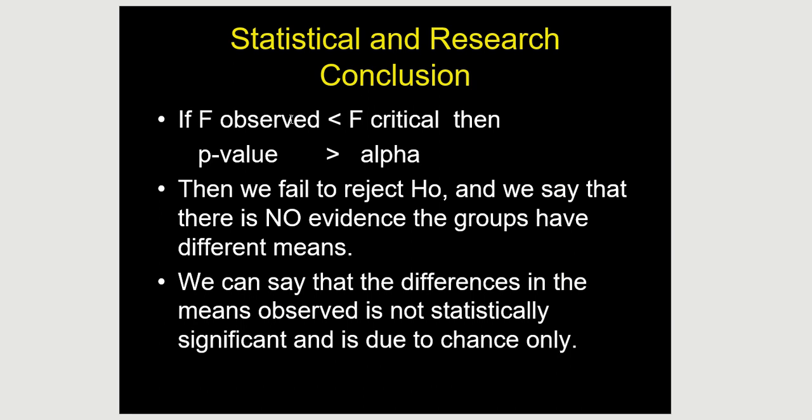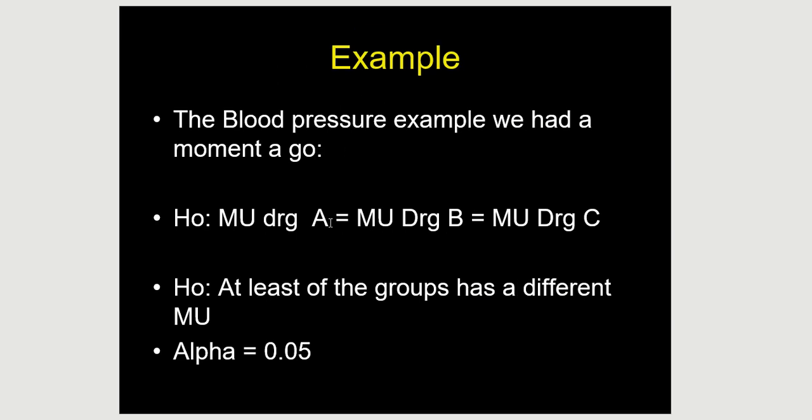If your F observed is less than your F critical, that means your p-value is greater than alpha. Here, you fail to reject the null hypothesis and you say that there is no evidence the group differences are statistically significant. So let's go back to our example with the blood pressure.